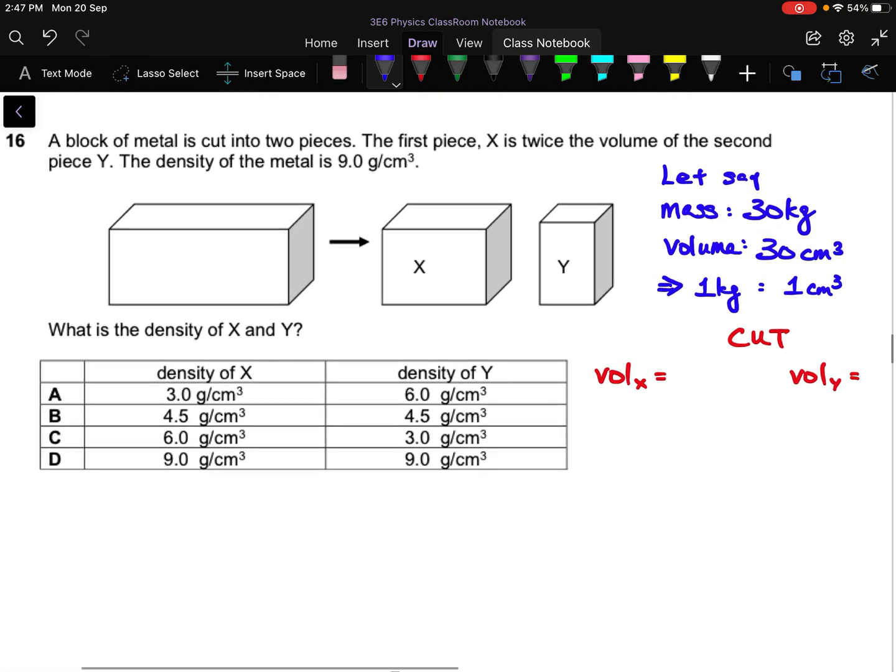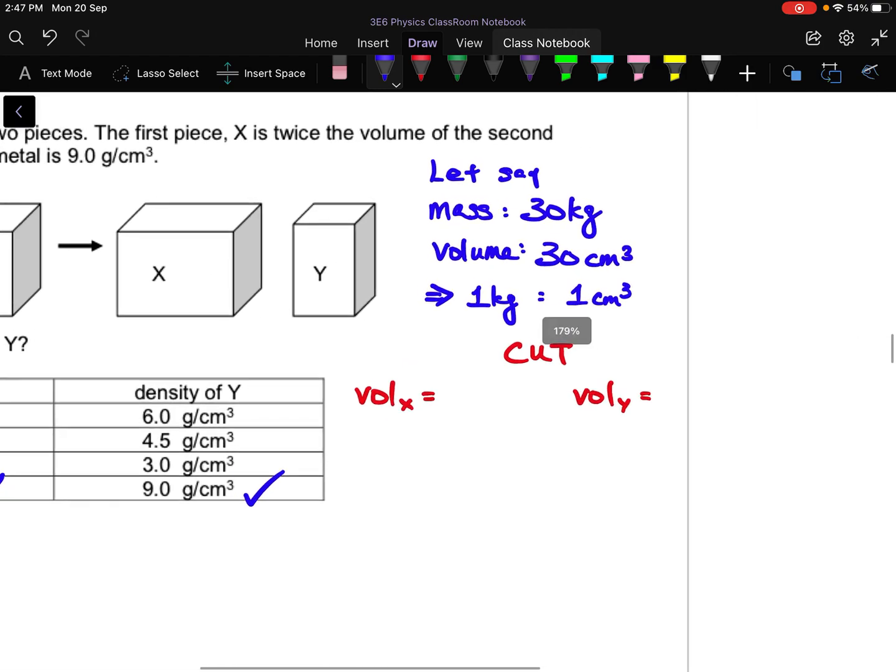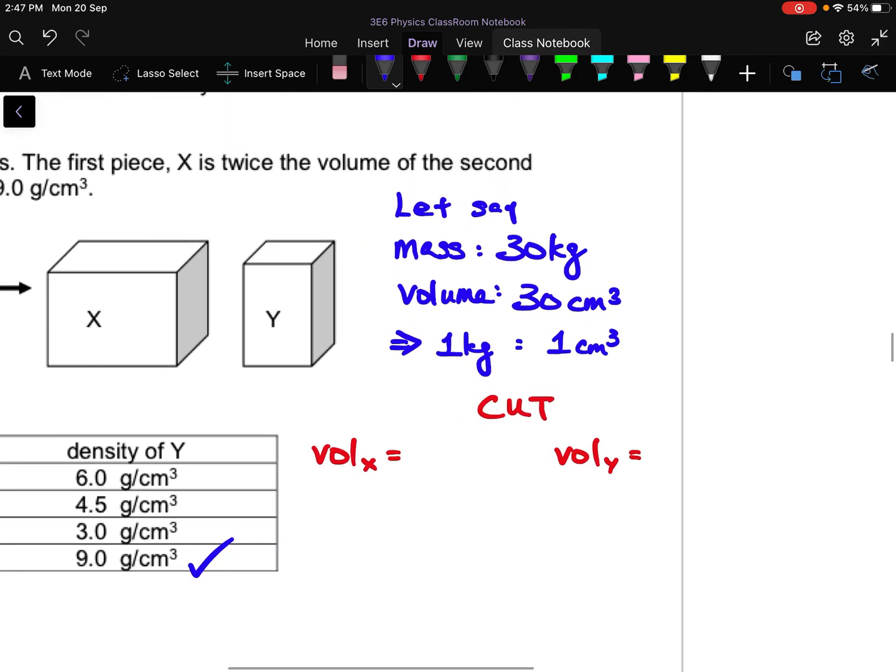For question 16, it is a classic example to check whether you understand density. If you are very solid in your content knowledge, you should know that density is independent of how you cut things. It is a unique property. So no matter how you cut, the density will remain the same. If you want to know how it is proven, I can give you a short explanation.